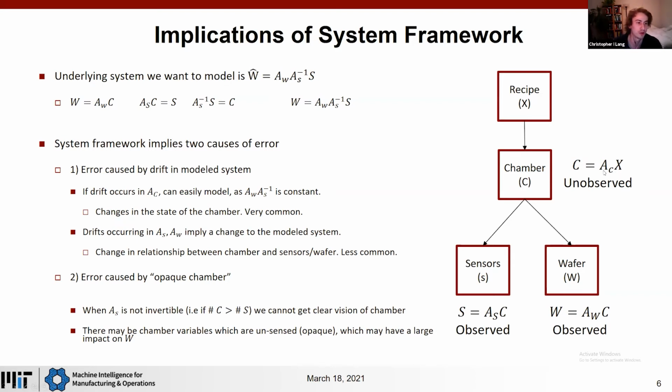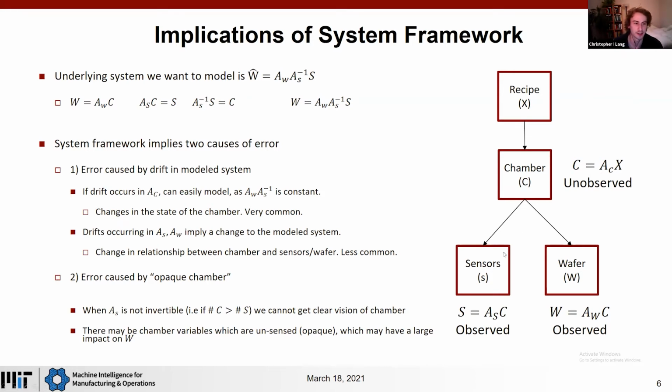However, if most of the drift is occurring in AC, so most of what's really changing is the state of the chamber itself, that means that the system that we're trying to model is actually constant. So that's easy to deal with because what we're trying to keep track of, AW times AS inverse, is actually constant in time, and we can deal with changing systems in the chamber as long as we can still infer the wafer values from the sensor variables. The inverse of that is that if drift is occurring in the relationship between the chamber and the sensor and the chamber and the wafers, that's actually more difficult to keep track of.